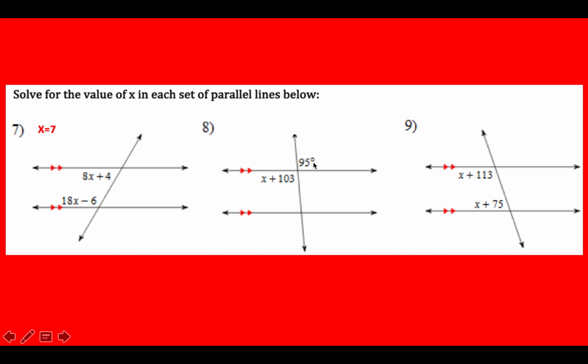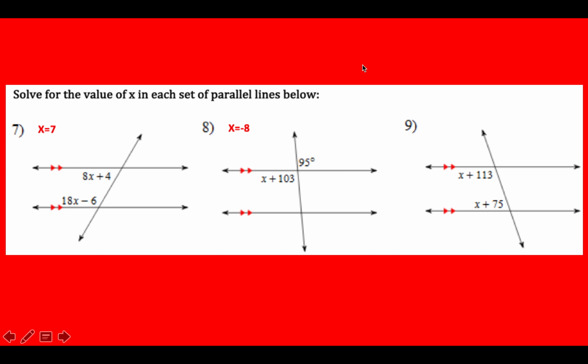For number 8, we see that these are going to be vertical angles, so they're going to be congruent, and we're going to set them equal to each other. So we're going to have x plus 103 equals 95, which gives us negative 8. Make sure you realize if you do have a problem like this, you do not have a negative measurement for the whole angle. X can equal a negative number, but the whole thing for the angle itself cannot be negative.